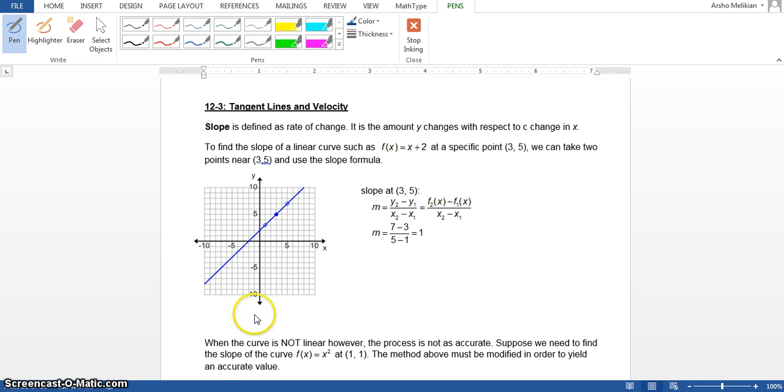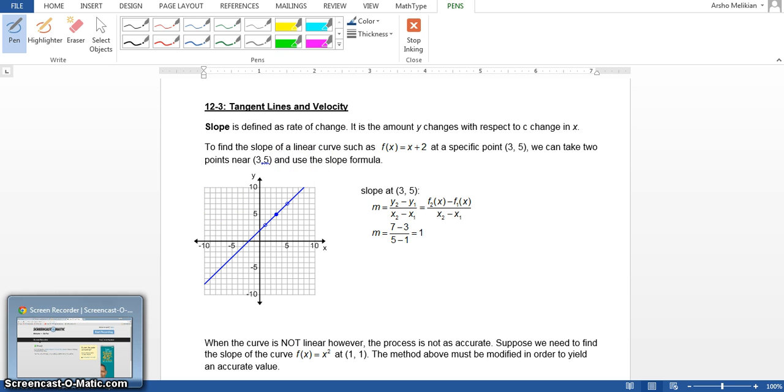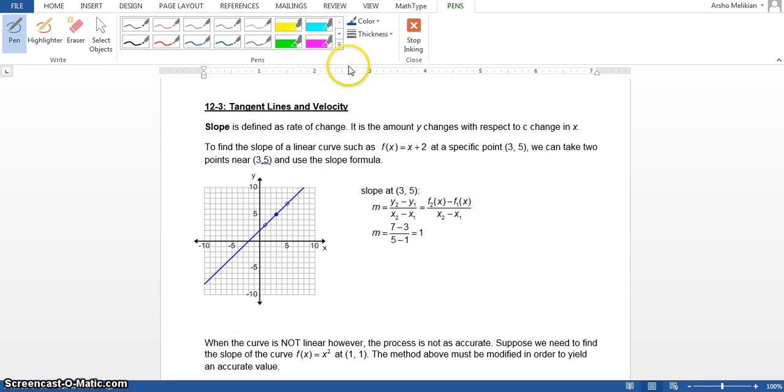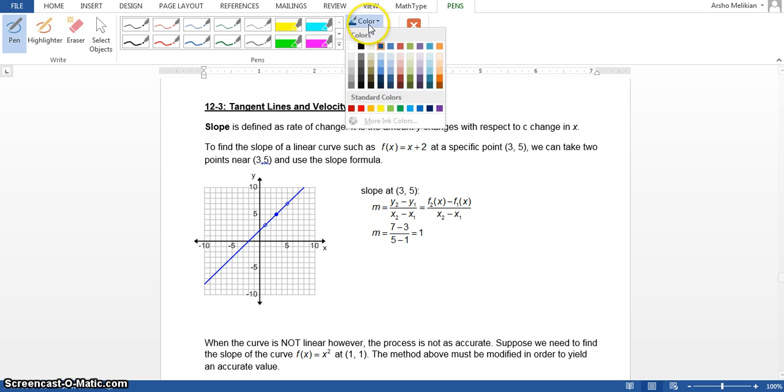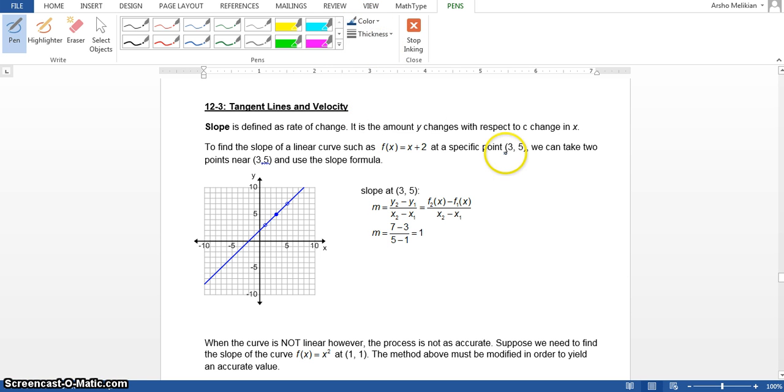Now, finding the slope of a curve like this one is a process that you've been doing ever since pre-algebra, maybe even before that. So suppose you're given a linear curve. So notice we're talking about a linear curve at this point. You're given a linear curve such as this one, and you want to find the slope at a specific point, 3, 5, for example. So at this point is where you want to find the slope.